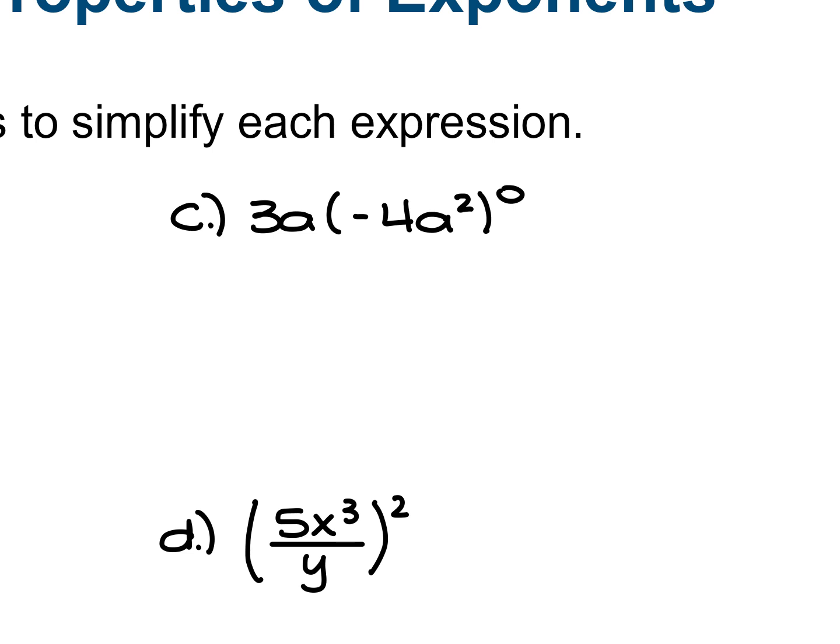Now see something interesting. That is actually the property number 4 that we went over in the last slide. Notice how the negative 4a squared is all to the power of 0. So I can actually just cancel that out, and I end up with 3a times 1. So it's just 3a as the final answer.